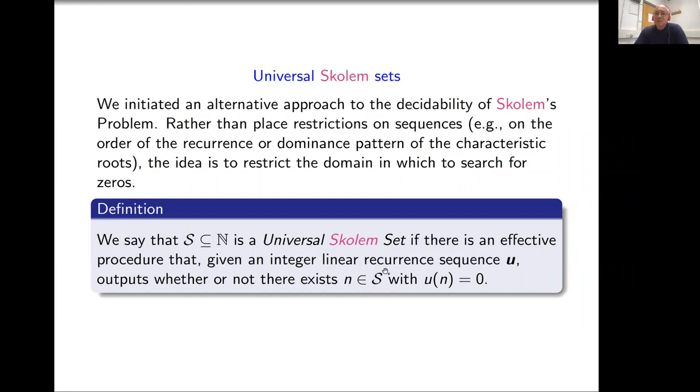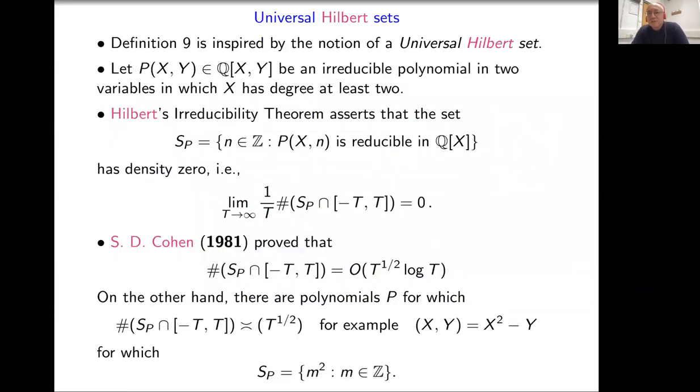Instead of saying that the sequence is bad and the integer is good, we said that all the sequences are good and some of the integers are bad and some of them are good. So the good integers are the integers for which you can test any linearly recurrent sequence, whether it has a zero at that integer. And the bad integers are the integers for which we don't yet know how to do that. So let's say that S is a universal Skolem set if there is an effective procedure such that, given a linear recurrent sequence U, it outputs whether or not there is an integer n in this set such that u sub n is equal to zero. And we stole this definition from the notion of a universal Hilbert set.